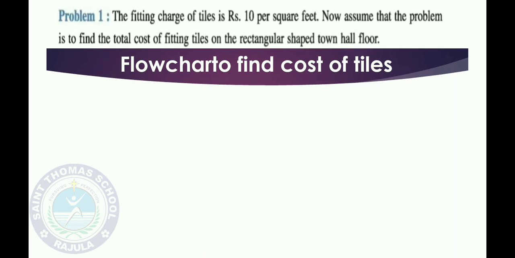So for that, the first basic requirement is to find out the area of that rectangular hall. After finding the area, you have to multiply its value with 10 and then you will get the total cost. So this is the process. You first need the area of a rectangle. So now we will draw the flow chart.